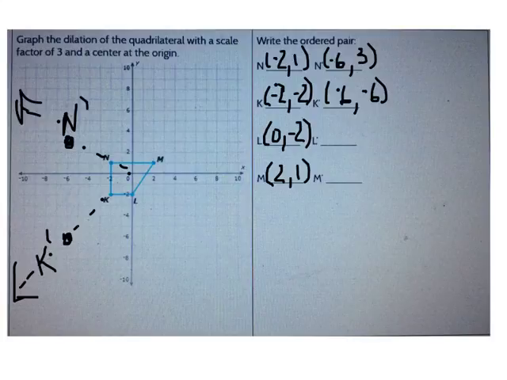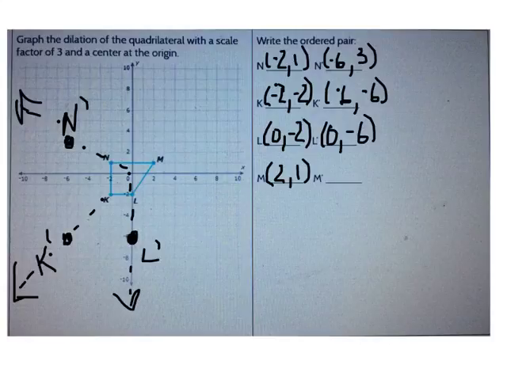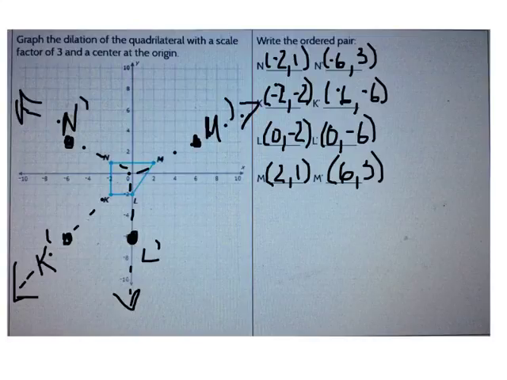How would I graph L prime? What would the new ordered pair be? It would be 0, negative 6. So I can graph L prime at 0, negative 6. I can see how L expanded away from the origin. What would the new ordered pair be for M prime? It would be 6, 3. So I can graph it at 6, 3. I can see how it expanded in a straight line from the origin. Now I can connect the dots to make my new shape.